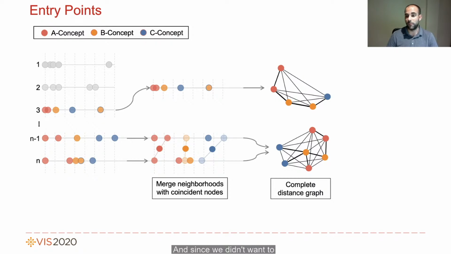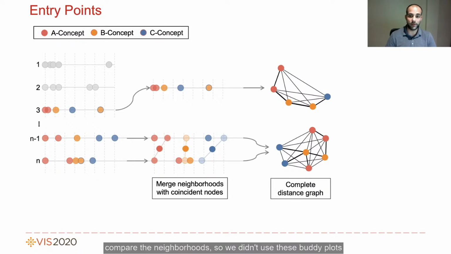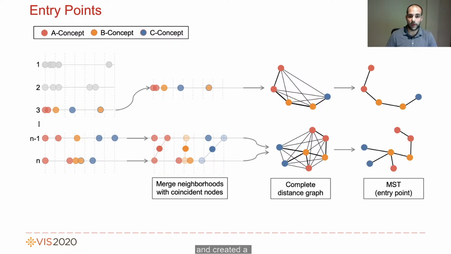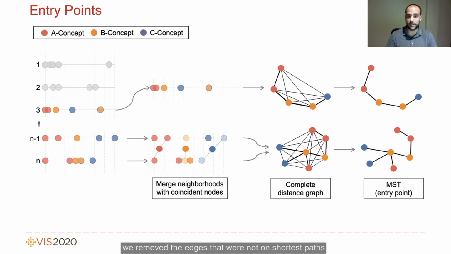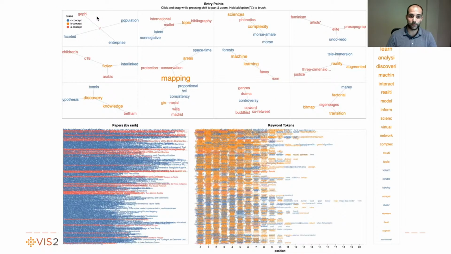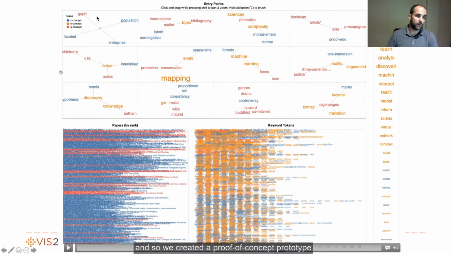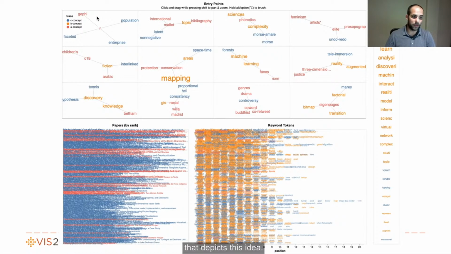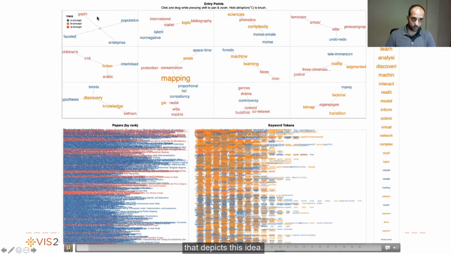Since we didn't want to compare the neighborhoods, we didn't use this box plot, but rather we created a complete distance graph and created a minimum spanning tree. So we removed the edges that were not on shortest paths. And so we created a proof of concept prototype that depicts this idea.